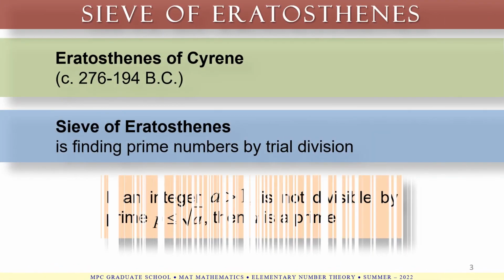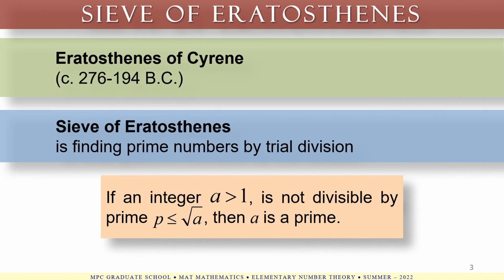One of the Greek mathematicians whose work in number theory remains significant is Eratosthenes of Cyrene, who lived during 276 to 194 BC. The sieve of Eratosthenes is finding prime numbers by trial division. We have seen that if an integer a is greater than 1 and is not divisible by any prime p less than or equal to the square root of a, then a is a prime. Eratosthenes used this fact as the basis of a clever technique for finding all primes below a given integer n.